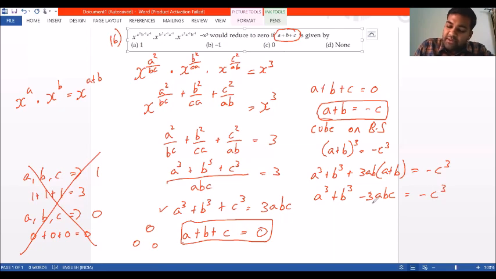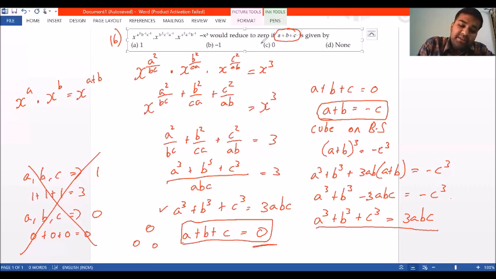Bring this minus C cube to the LHS and minus 3ABC to the RHS. A cube plus B cube plus C cube is equal to 3ABC. Because I can prove that from A plus B plus C is equal to 0, I am able to prove that A cube plus B cube plus C cube is equal to 3ABC. So the answer is 0. A plus B plus C is 0.